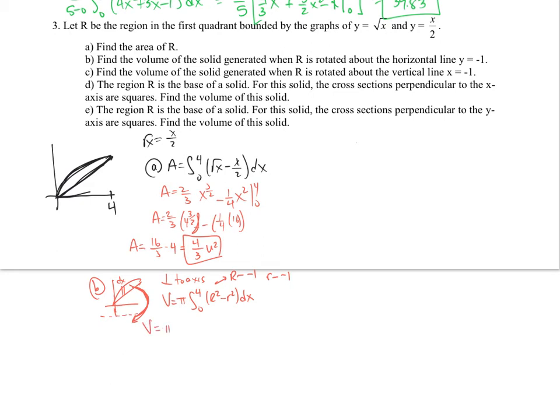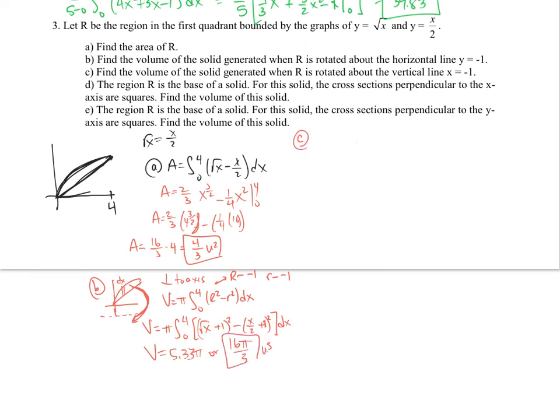So the volume will be pi times the integral from 0 to 4, and this will end up being the square root of x plus 1, this big R squared, minus my little r, which is x over 2 plus 1, squared, minus -1, remember that, and dx right there. Okay, at this point you could go ahead and use a calculator, and we'll end up with 5.33 pi, or we'll say 16 pi over 3 cubic units.